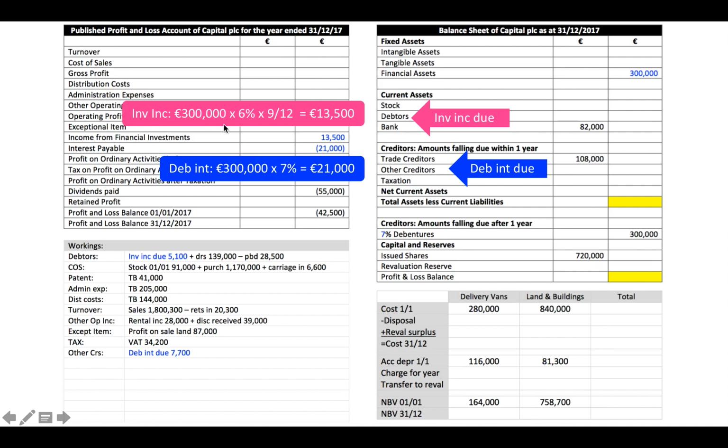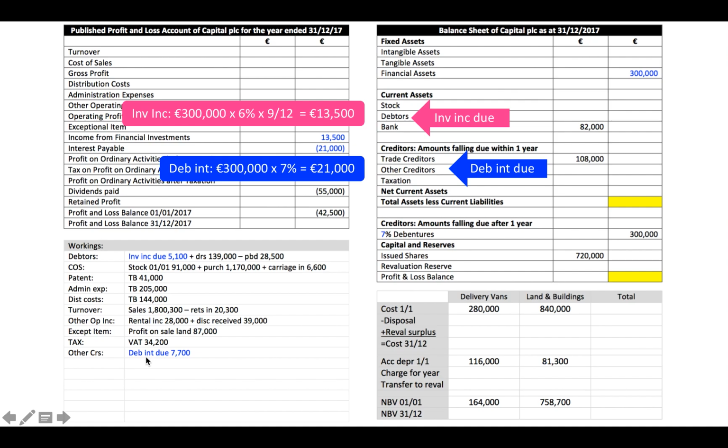The investment was 300,000 euro multiplied by 6%, and then we bought them only with 9 months of the year to go. Okay, so we're 3 months into the year whenever we bought them, so bought on the 1st of the 4th. So therefore, that is 13,500 euro can go straight in here. That is the investment income for the year. Then the interest payable is 300,000 by 7%, which is 21,000 euro. So we minus 21,000 euro here. Now, in the trial balance earlier on, we were told that we had received some investment income and that we had received some debenture interest.